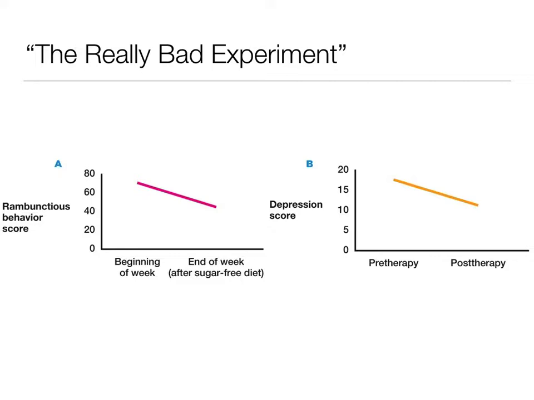Okay, so we have a really bad experiment. Not quite as bad as our goldfish cracker experiment, but still pretty bad. We have the pre-test, post-test design, and it could be anything. You test a group of people before the treatment and measure them, then test them after the treatment and measure them. Whether we're looking at rambunctious behavior or depression scores, it looks like the treatment helped, whether it was the sugar-free diet or the therapy. Great, done, right? All wrapped up.